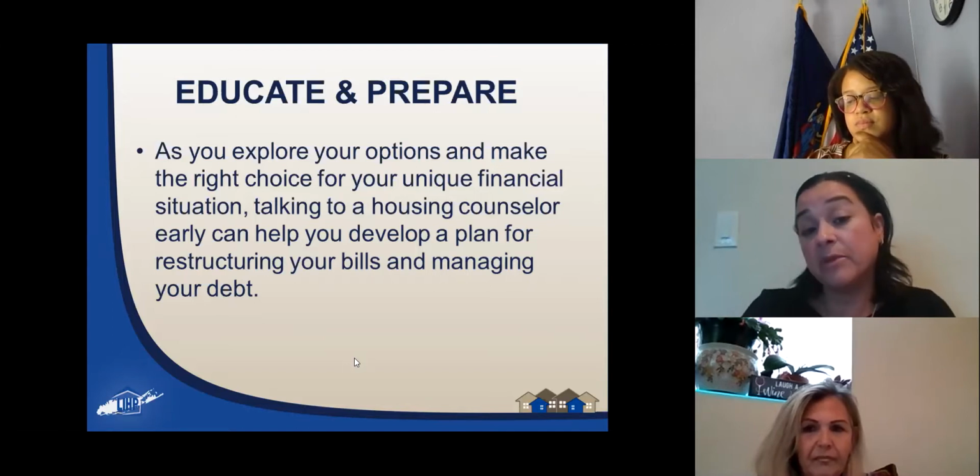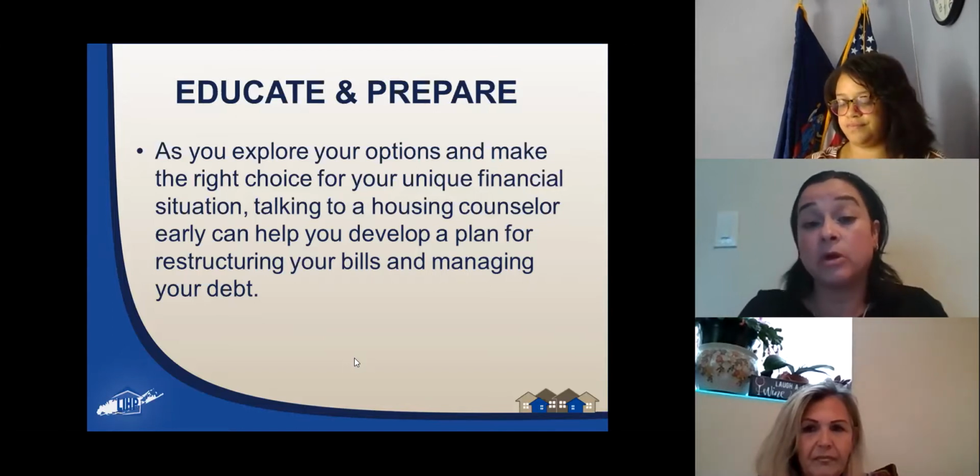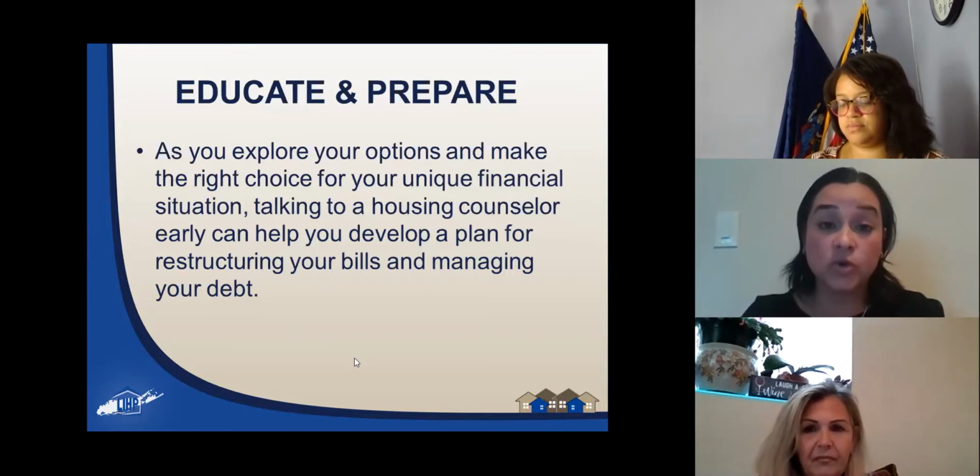So if you have been in a forbearance, hopefully you've been able to keep up with your other things, but it's just a matter of restructuring your budget so that when you're back to work, you're able to start making your mortgage payments.